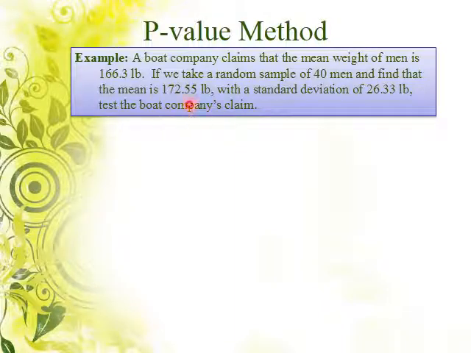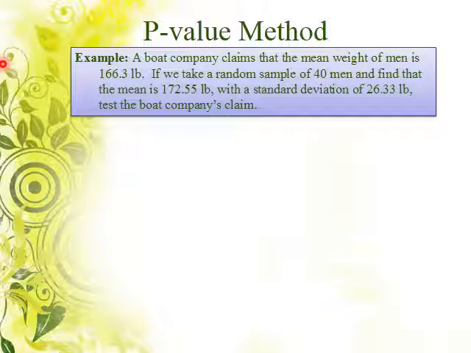For example, what may be going on here is that the boat company wants to be able to take on more passengers. And of course, men generally weigh more than women, so the most extreme case is that each of their passengers is men. And so if they claim that the mean weight of a man is 166.3 pounds, that might allow them to squeeze on an extra passenger and still meet some regulations on weight. So let's follow the same or similar steps, I should say, as we go through and test this claim about the mean weight of men.